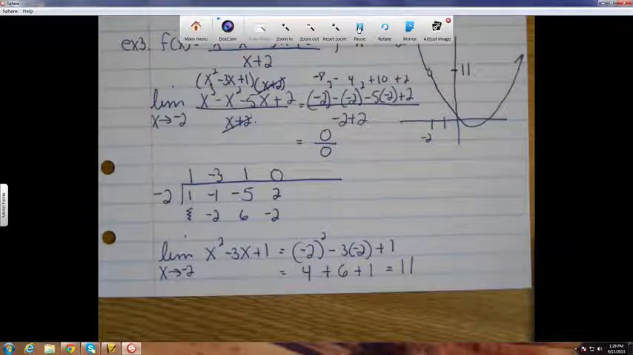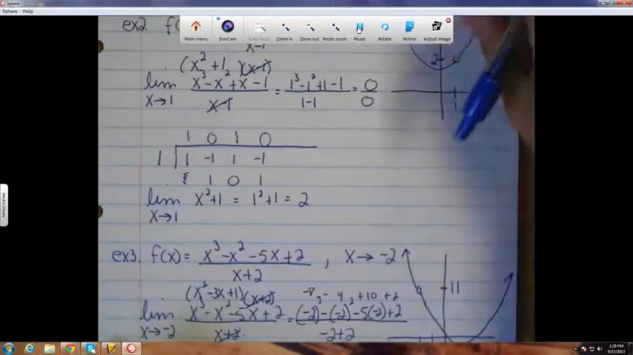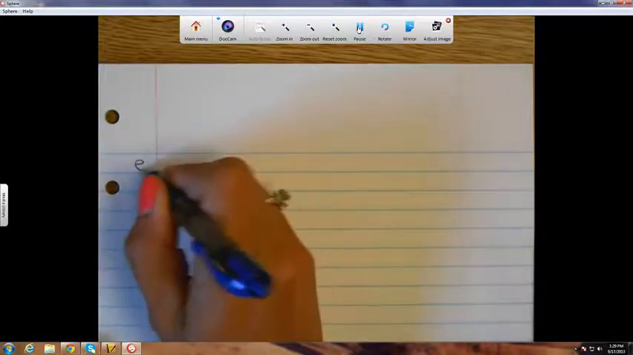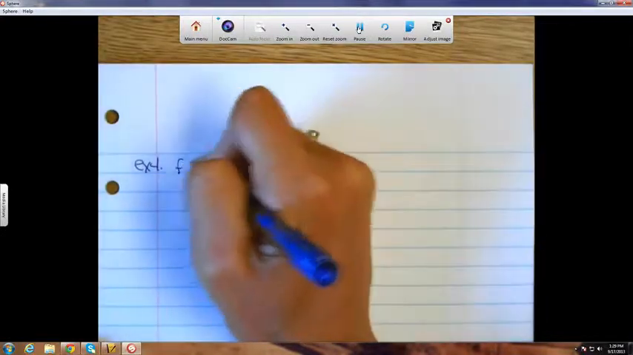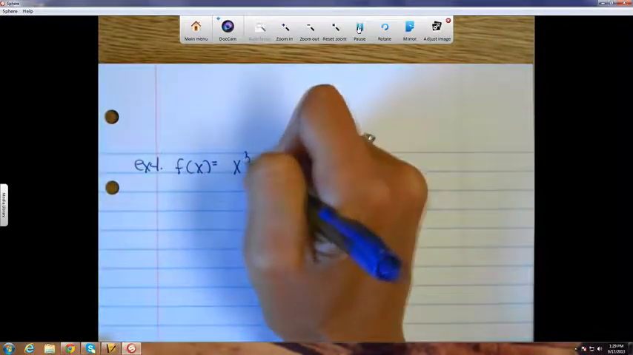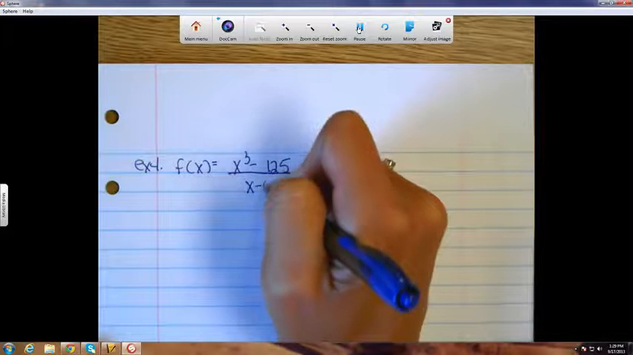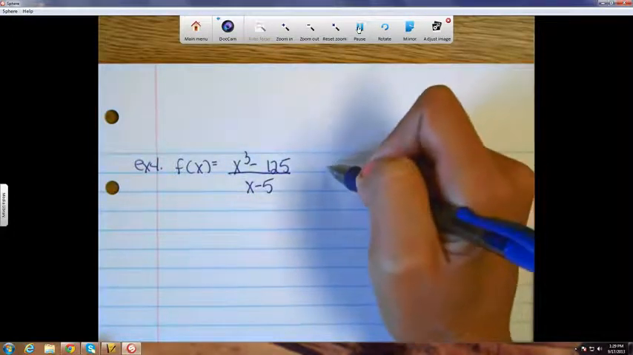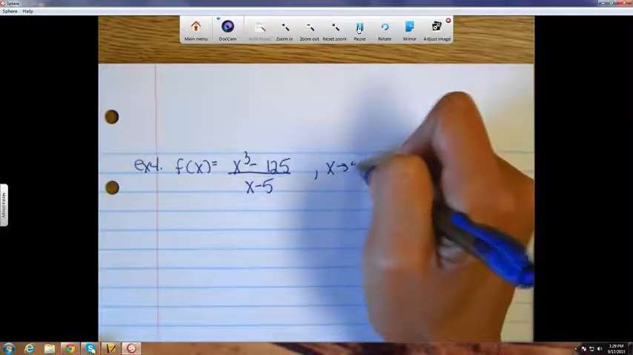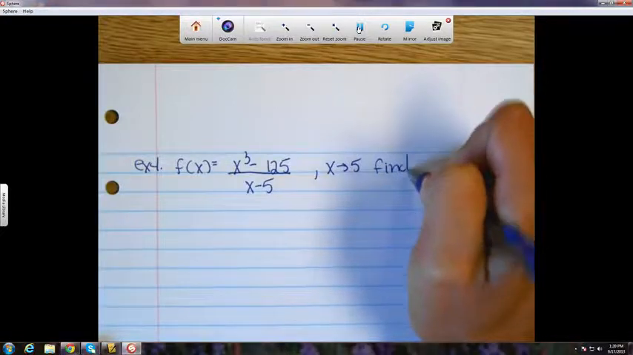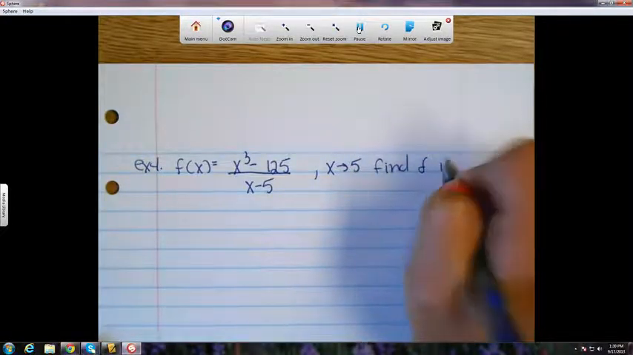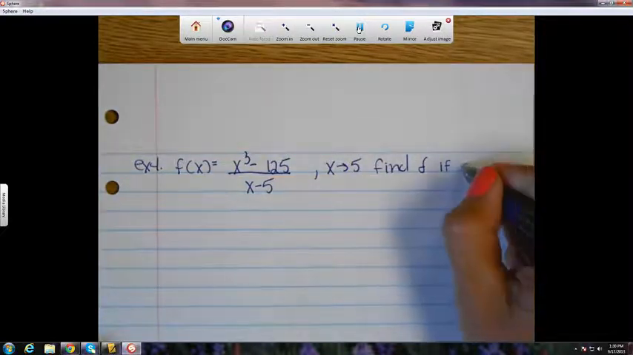We are going to go back and do one more of the find the delta business, because there's a little challenge in here. Last one. If f of x equals x cubed minus 125 over x minus 5, as you approach 5, can you find the delta if the epsilon equals 0.1?